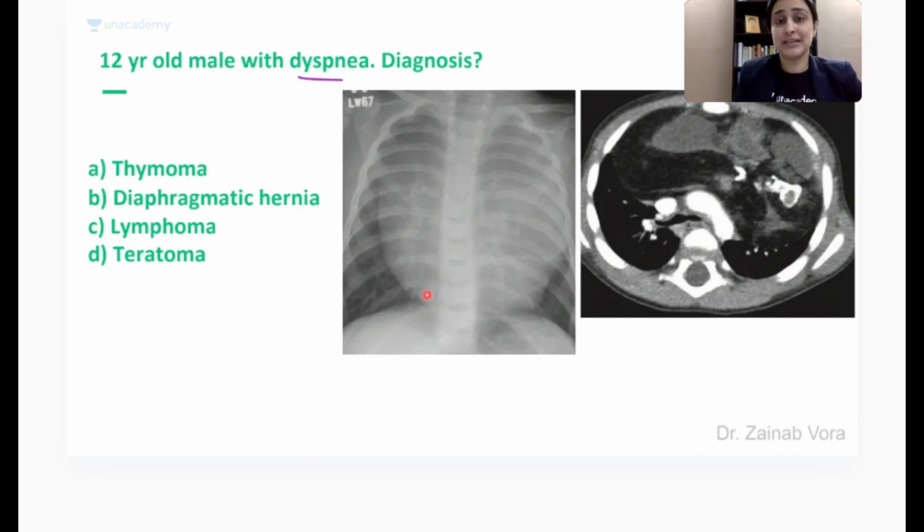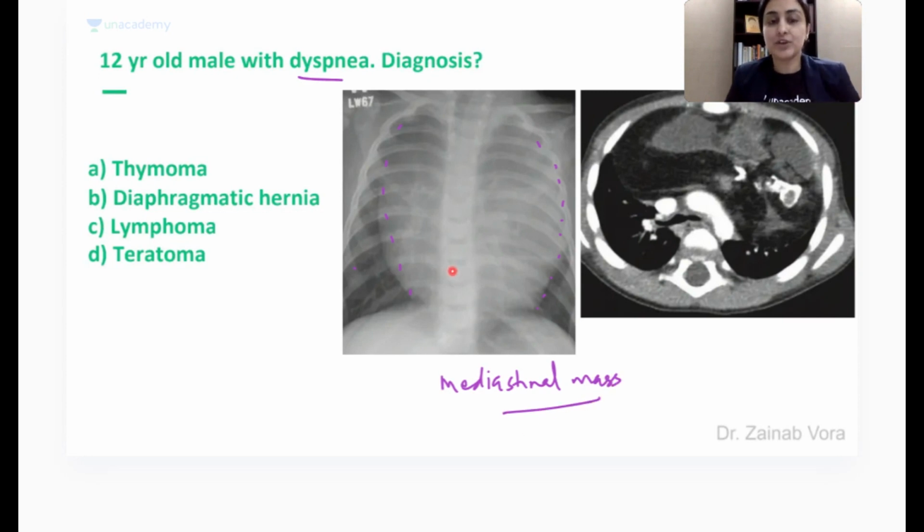What did you see here on the X-ray, guys, that made a lot of you jump to thymoma very initially? Can you all see that there is a very large mediastinal mass? Can you all agree it is centered around the mediastinum? It is not in one of the lungs. It is there in the center of the chest. So can we all agree that there is a mediastinal mass that we are seeing?